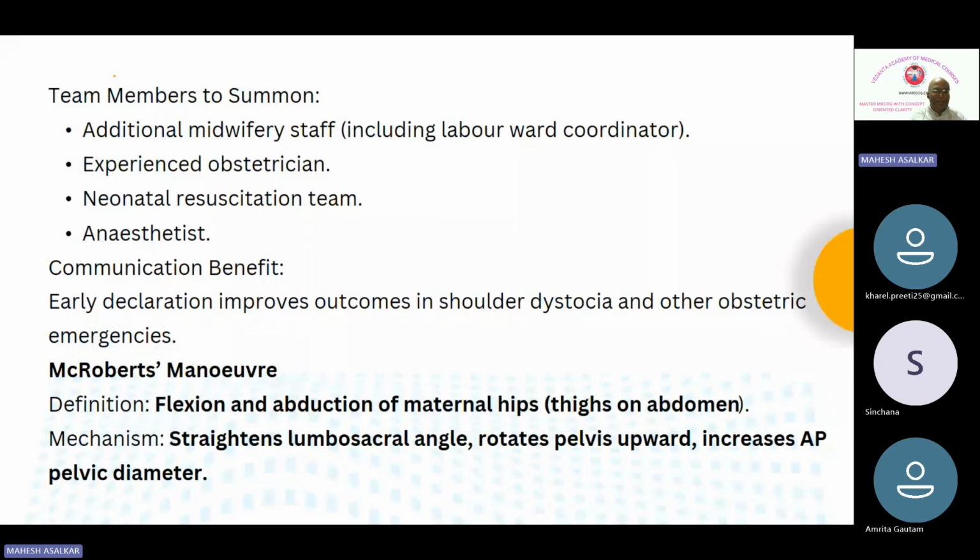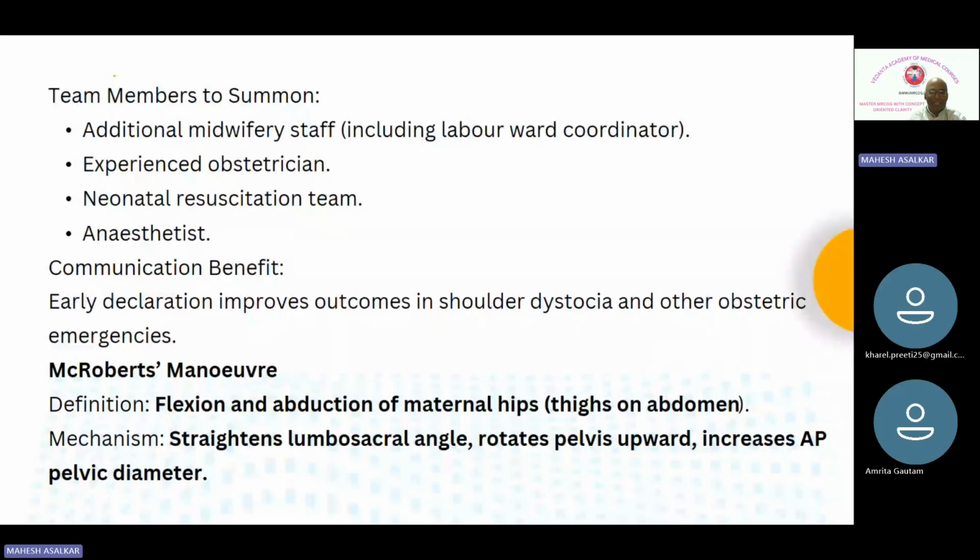Now this McRoberts maneuver, as we said, is the first maneuver. It is a flexion and abduction of maternal hips, that is the thighs on the abdomen. How does it help? It straightens the lumbosacral angle, rotates the pelvis upward, and increases the anteroposterior pelvic diameter. Okay, so this also you should know. It is a flexion and abduction of the maternal thighs. Then it will help by straightening the lumbosacral angle. It rotates the pelvis upwards, and it increases the anteroposterior pelvic diameter.